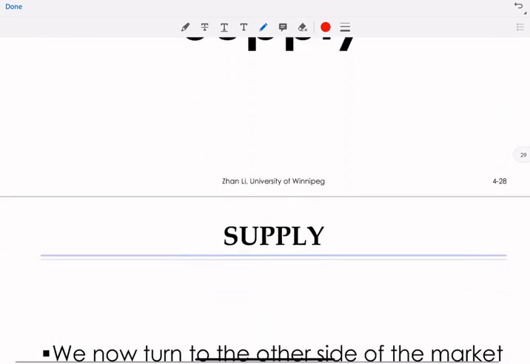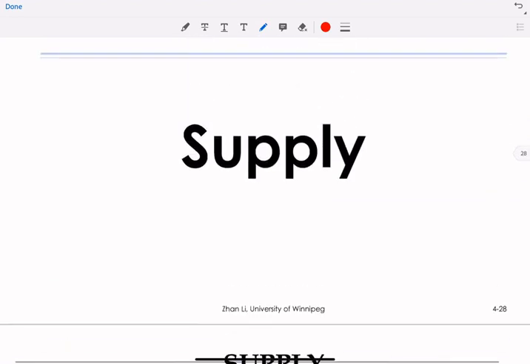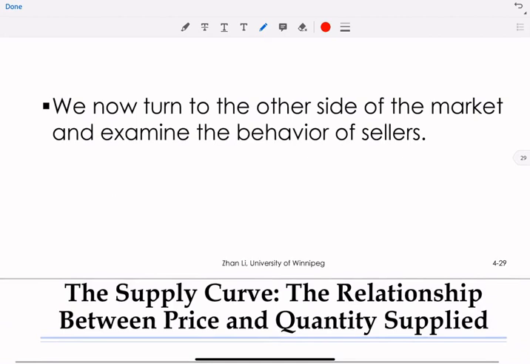Okay, after talking about demand, now we could talk about supply. The market has two sides. So to understand market equilibrium, we have to understand both demand and supply.